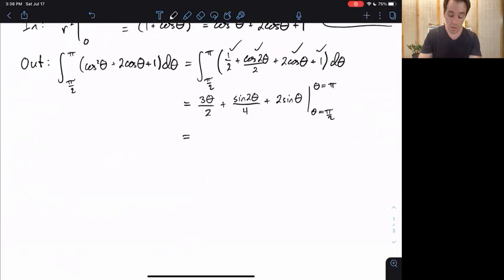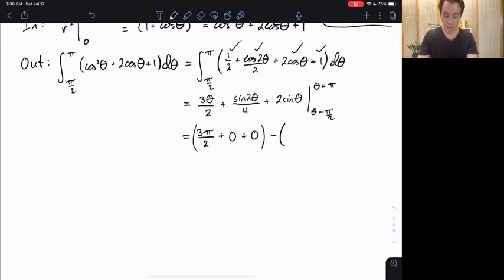Put in pi, and you get 3 pi over 2 plus, and sine of 2 pi is 0. Sine of pi is likewise 0. Minus, put in theta as pi over 2, and you're going to get 3 pi over 4 plus sine of 2 times pi over 2. That's sine of pi, which is, again, 0. But this term's not going to be 0. 2 times sine of pi over 2, sine of pi over 2 is 1. So this will end up being plus 2.